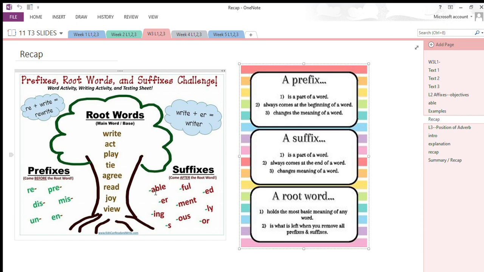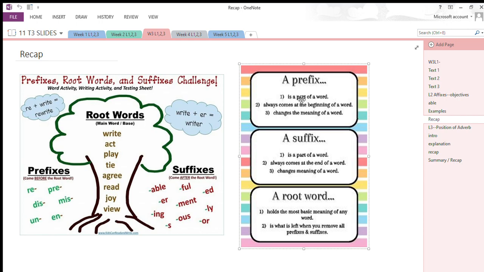For example, able, full, ment, ed, ing, s, or ly. For example, the root word is enjoy, you add ment, it becomes enjoyment. The root word is joy, you add full, it becomes joyful. The root word is add, you add ed, it becomes added. So these are all the examples of prefixes and suffixes.